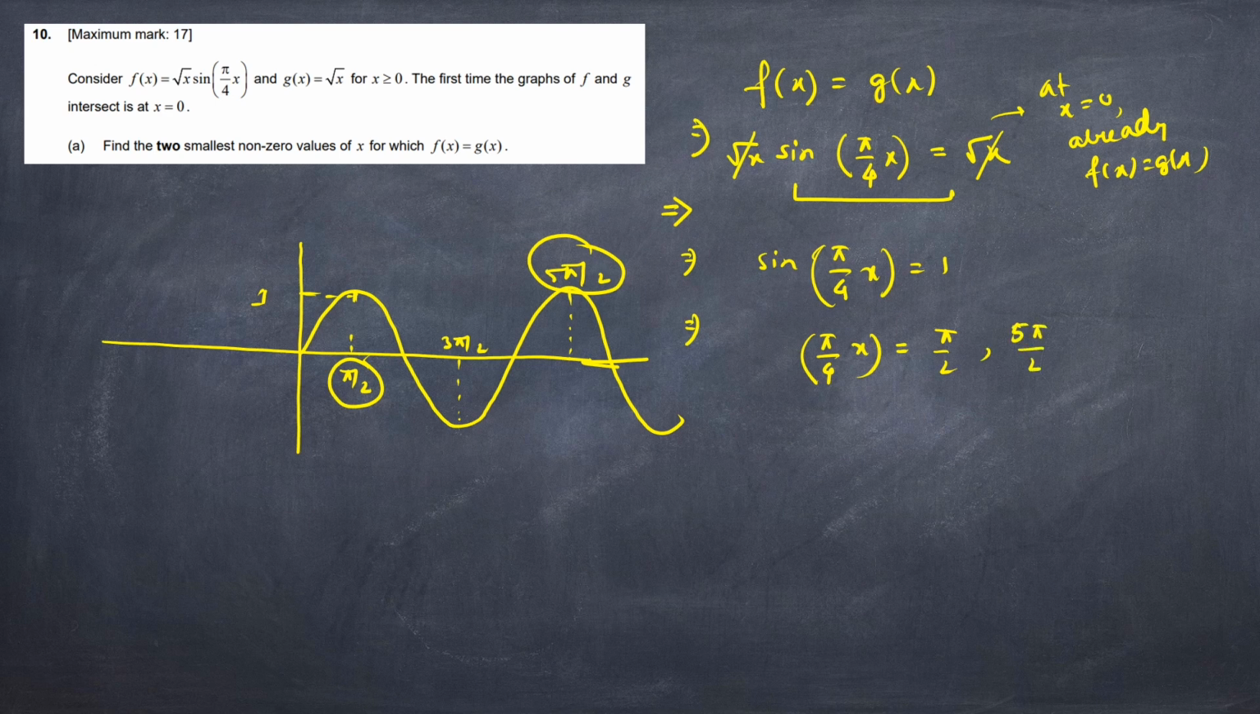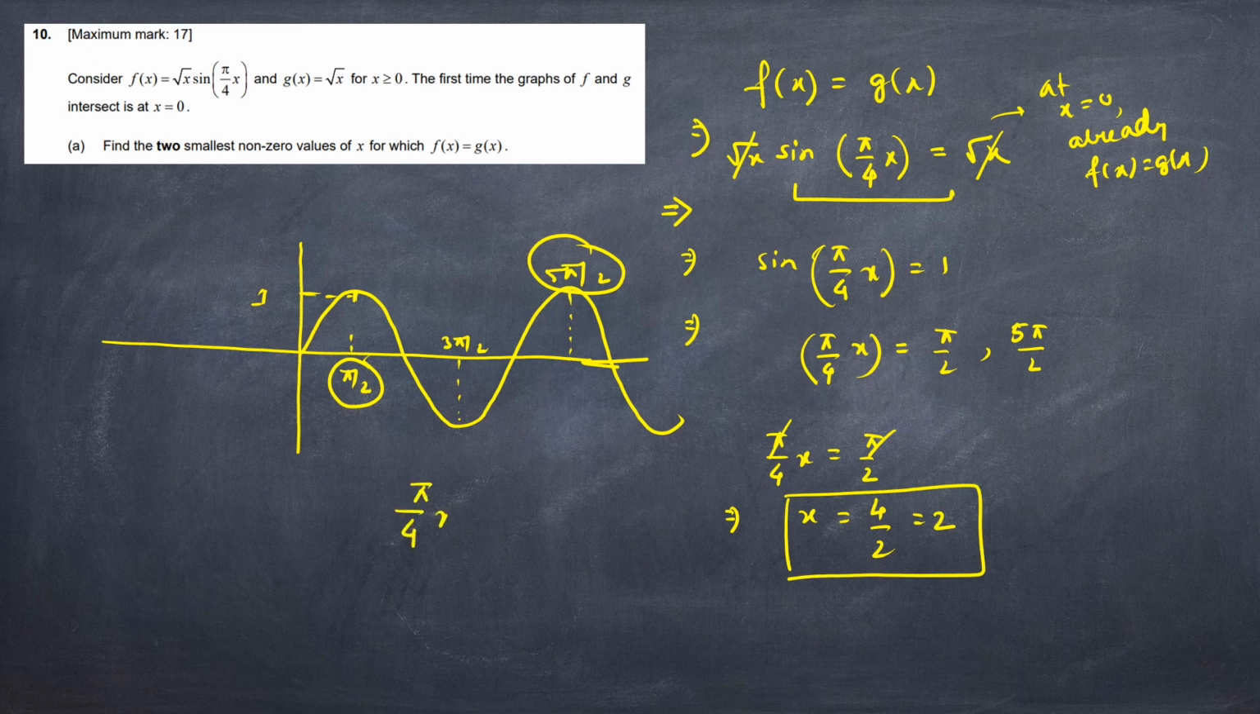So from here we can operate that. So pi by 4 x is equal to pi by 2. If you calculate that, pi cancels out, x is equal to 4 by 2, which is 2. So the first value of x is 2. Now the second value of x from the same equation. So pi by 4 x is equal to 5 pi by 2. So from here pi cancels out, and x is equal to 5 into 4 divided by 2, that is x equals 10.